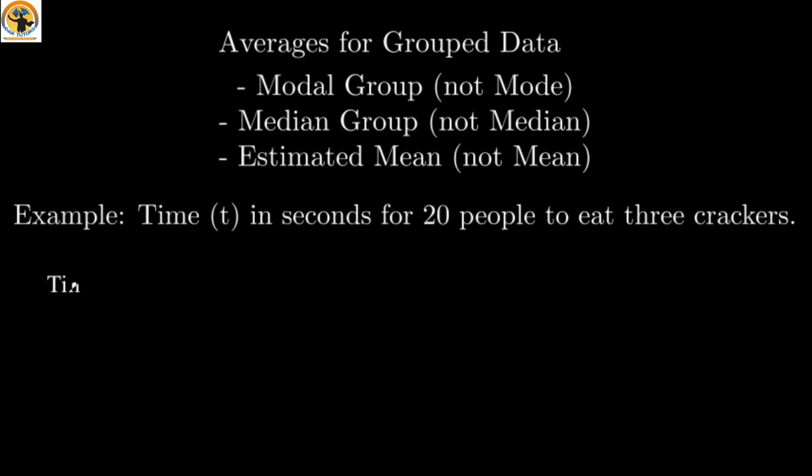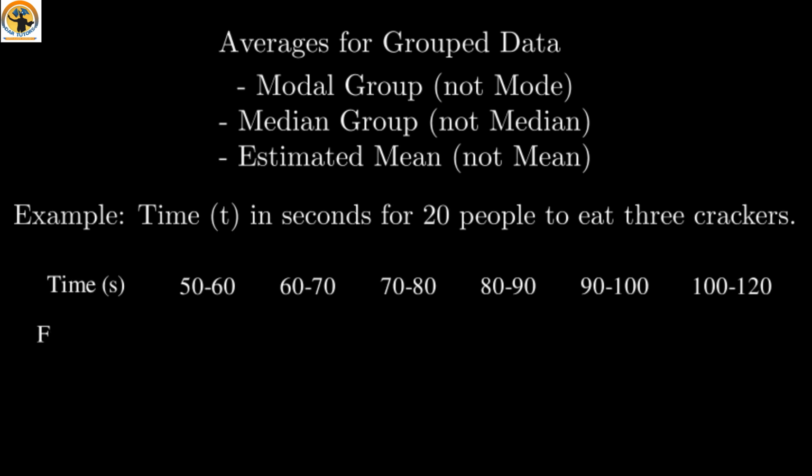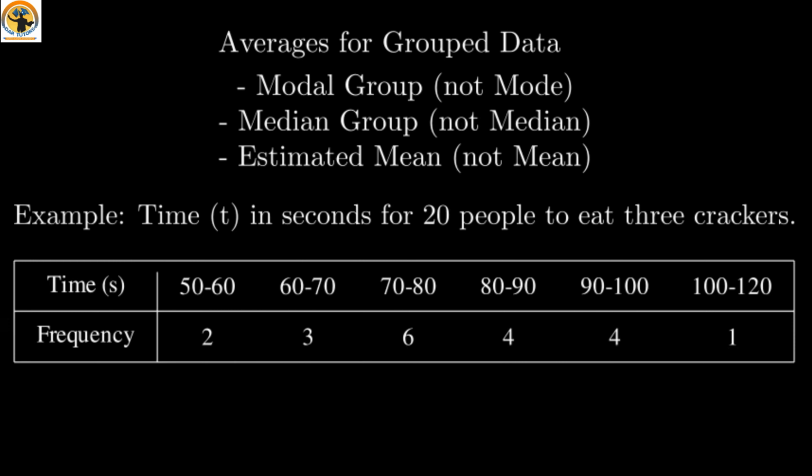Sometimes data is grouped into ranges or classes. In this scene, our goal is to understand how to find averages for grouped data. With grouped data, we can't find exact values, but we can find good estimates. Because we don't know the exact values within a group, we find the modal group, the group containing the median, and an estimated mean. Let's look at this table showing the time it took 20 people to eat crackers. The times are grouped into intervals.